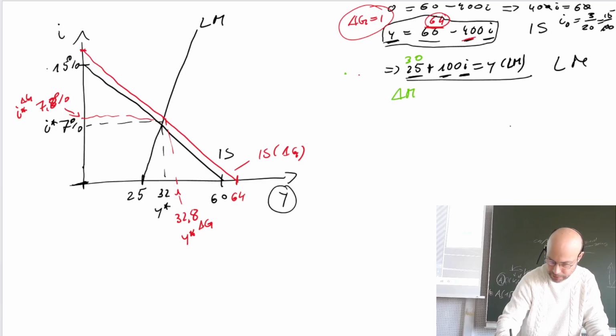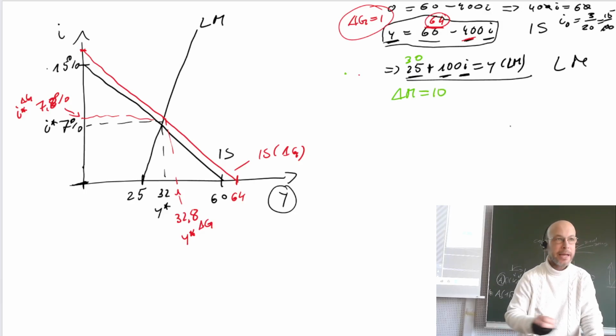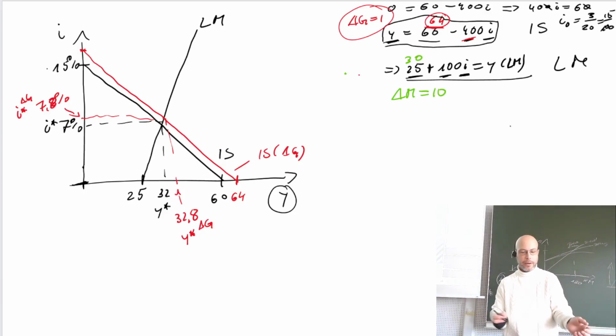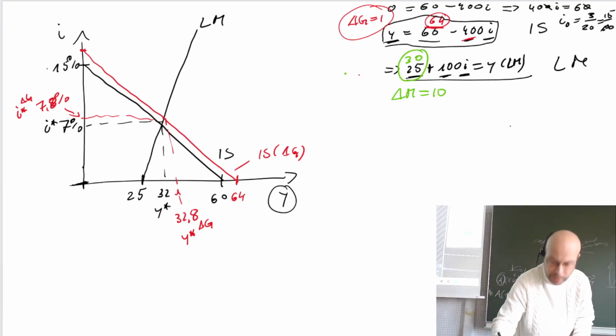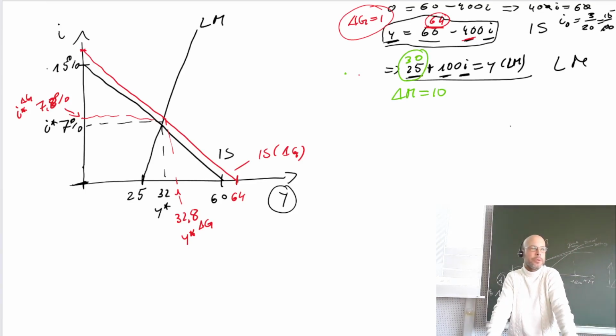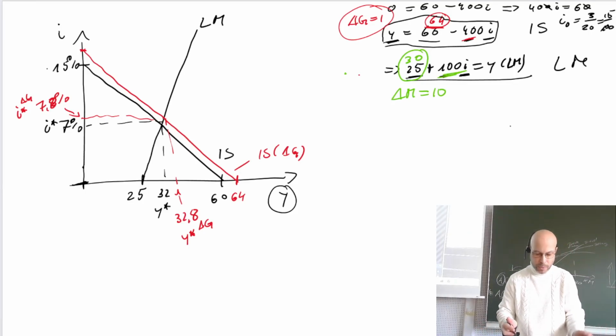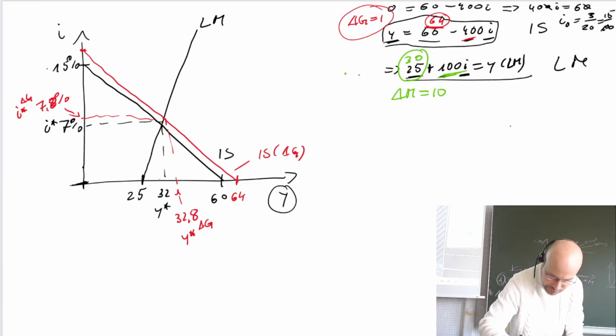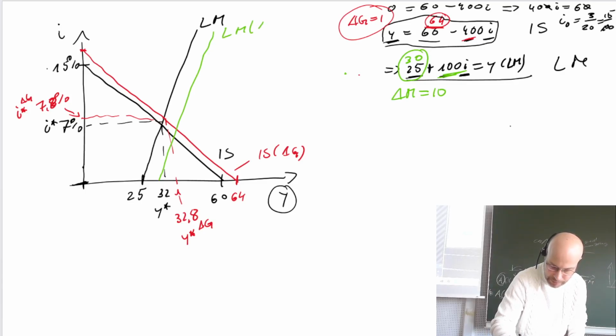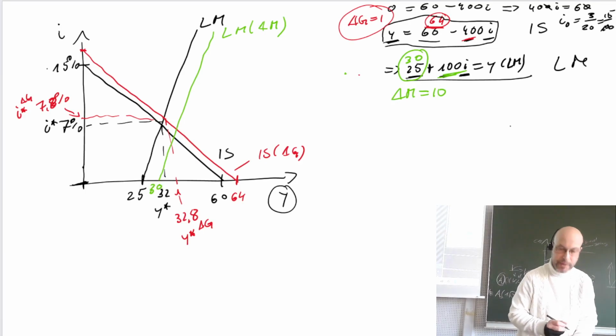And then we take the increase of nominal money amount, which was 10. And there we calculated that also we only have a new constant factor increasing from 25 to 30. Also, the slope stays the same. So what does it mean? We have this right shift and also parallel LM of delta M to the right, starting at 30.